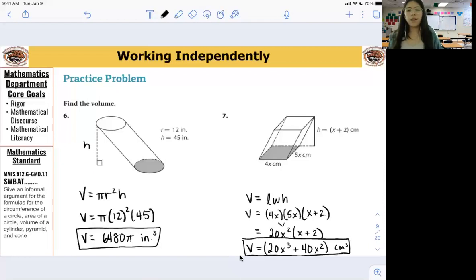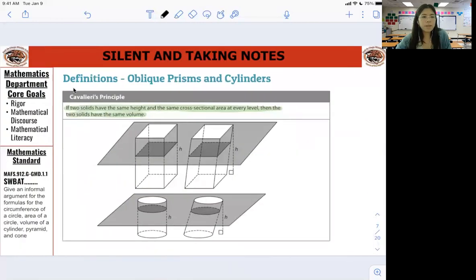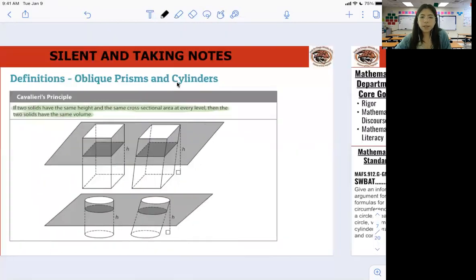All right. So long story short, any questions on Cavalieri's principle? That volume is the same exact formula, regardless of if you have a right prism or an oblique prism. Cavalieri, I don't know who he was. Maybe we'll look him up. I'll look him up at the end.